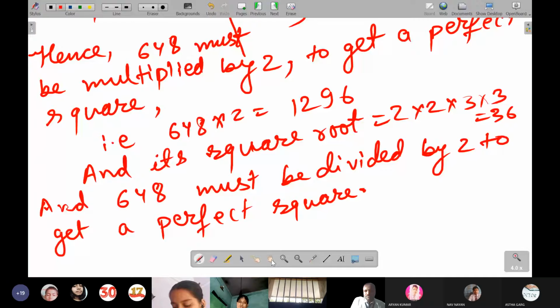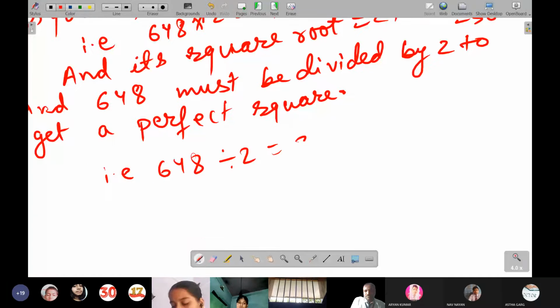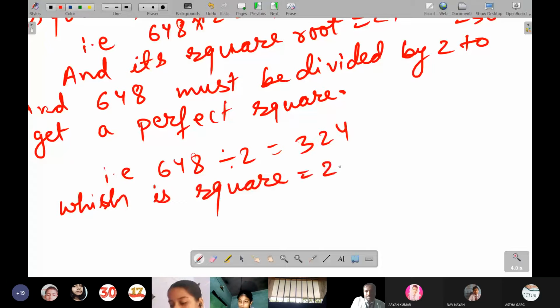648 divided by 2 is equal to 324, which is a square of 18. Now if you will take one pair, then of course one pair of 2, when it will be divided, only one pair of 2 it will be, sir, and then after that 3 into 3 will be there, that is equal to 18. Okay, sir, understood.